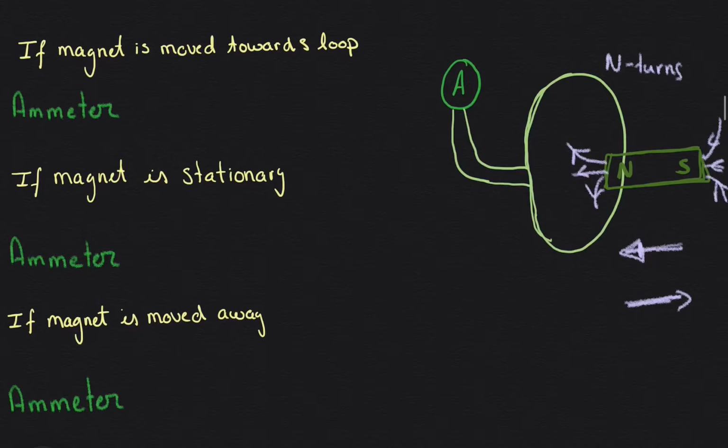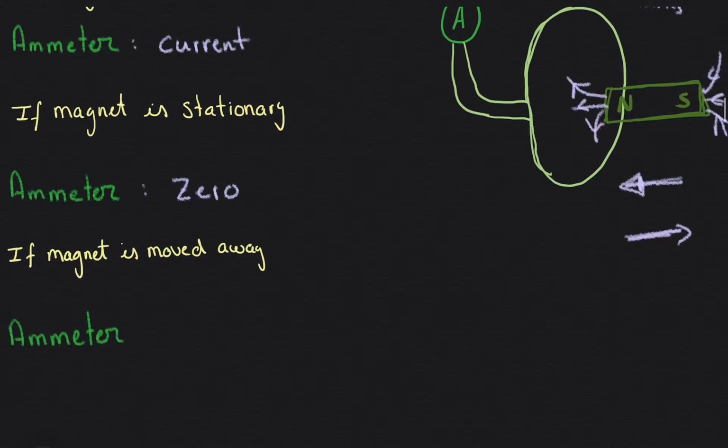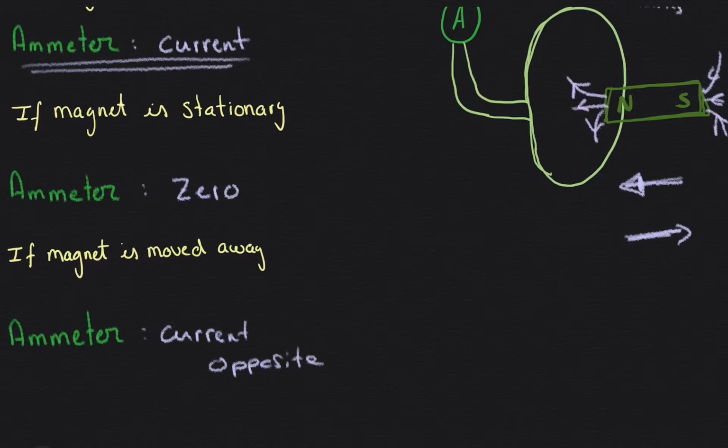So if the magnet is moved towards the loop, we're going to have an ammeter, and the ammeter is going to read a current. When the magnet is stationary, there will be a reading of 0, so no current will be going through this loop. And when the magnet is moved the opposite direction, so if the magnet first moved from right to left, when the magnet goes from left to right, then the ammeter is going to also read a current. But this current will be in the opposite direction to the first reading.